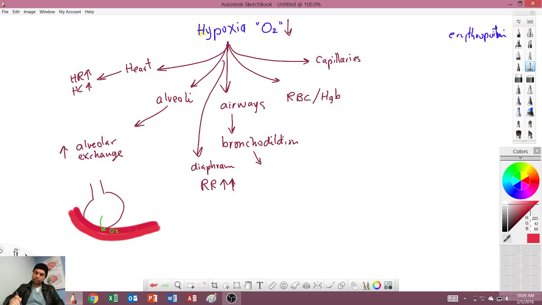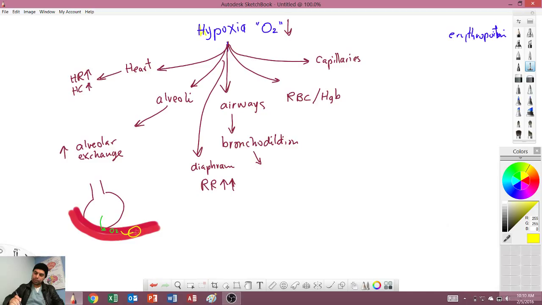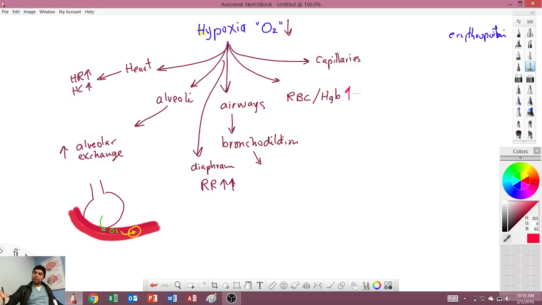See, oxygen is carried in blood by who? By RBCs, and within RBC you have hemoglobin. That means now, in order to increase efficiency of oxygen delivery, you have to increase what? Hemoglobin synthesis and RBCs. And for RBC synthesis, you need kidney. Kidney is the one that produces erythropoietin.